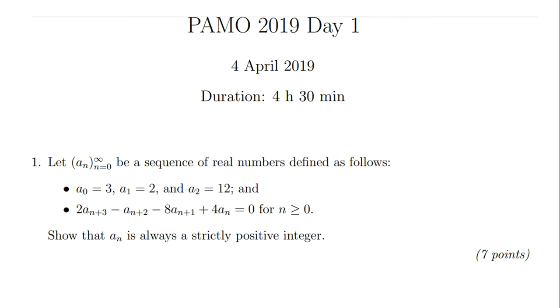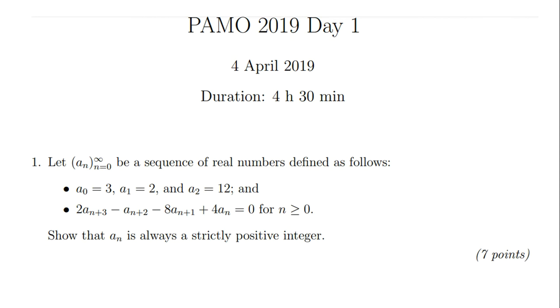Hi everyone, today we are going to solve a very special problem from the Pan-African Mathematics Olympiad 2019. Let a_n, starting from 0 to infinity, be a sequence of real numbers defined as follows: a0 equals 3, a1 equals 2, and a2 equals 12.